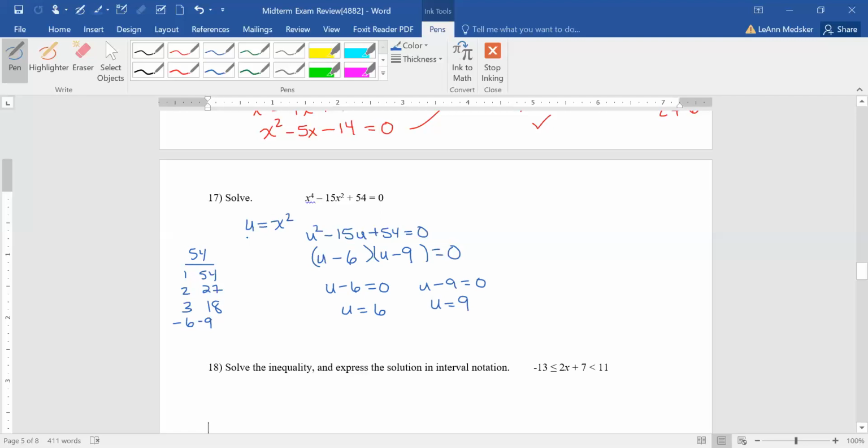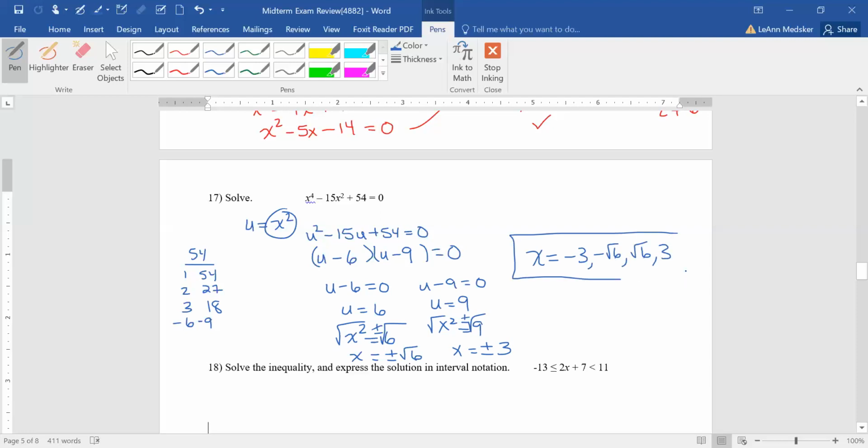Now the problem is we were not originally solving for u, we were solving for x squared. So we need to turn both of these back into x squared. And then to take the x squared and turn it into just x, we take a square root of both sides. Anytime you add a square root in yourself or any even root, you need to put plus or minus. So plus or minus the square root of 6, and plus or minus the square root of 9, which is a perfect square, so that comes out as plus or minus 3. So if you wanted to write these, you have a negative 3, a negative square root of 6, positive square root of 6, and a positive 3. Those are my 4 solutions.